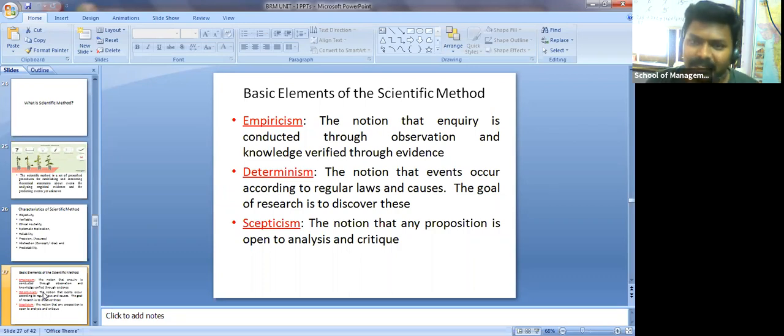So three important elements in the scientific method are empiricism, determinism, and skepticism. What is empiricism? Inquiry is conducted through observation. By doing observation, you collect some data, and based on that you verify and give evidence. That is called empiricism. Determinism is the notion that events occur according to regular laws and causes. The goal of research is to discover this. So why did it happen? What is the reason behind that?